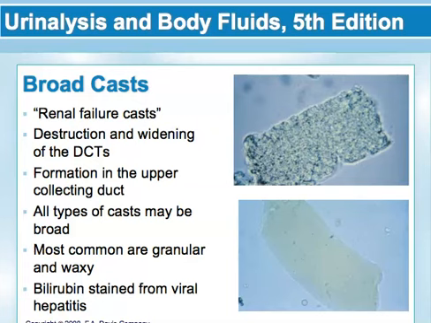Broad casts are sometimes referred to as renal failure casts because they represent extreme urine stasis. As they are stuck in the distal convoluted tubule, they form a mold of the tubule and become wider, which represents the destruction of those tubular walls. Any type of cast can be a broad cast, though most commonly seen are going to be the granular and waxy casts, since they are more associated with urinary stasis. In cases of tubular necrosis caused by viral hepatitis, there can be bile-stained broad waxy casts.